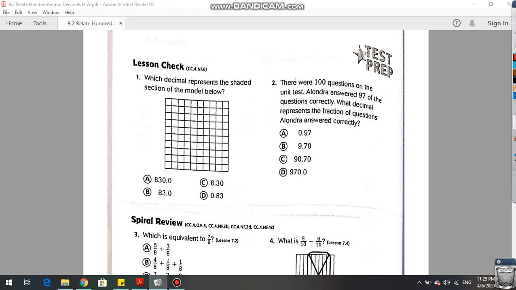Number 2, there were 100 questions on the unit test. Okay, Alondra answered 97 of the questions correctly. What decimal represents the fraction of questions Alondra answered correctly? She answered 97. Only 97. Out of what? Out of 100 questions. So what is the fraction? 0.97.